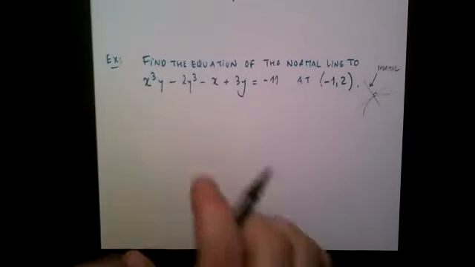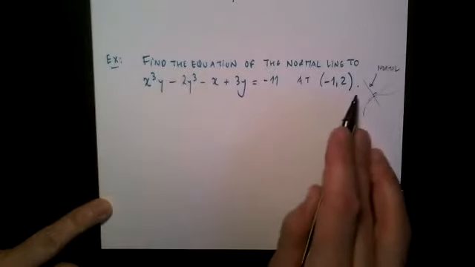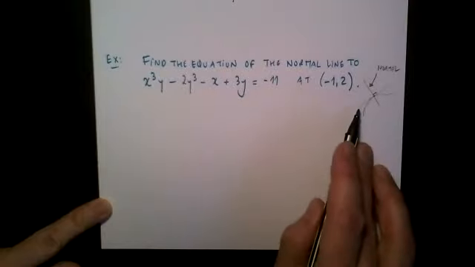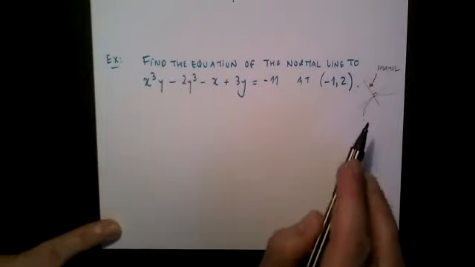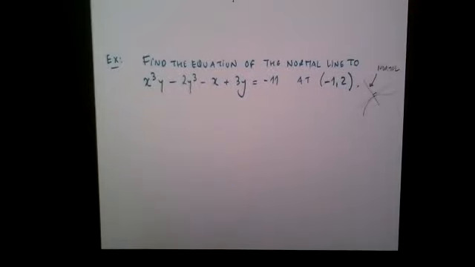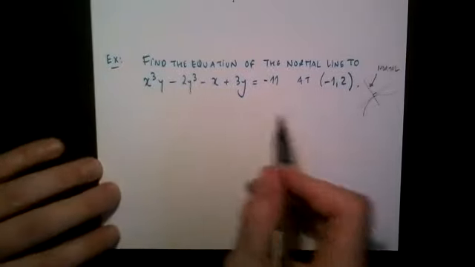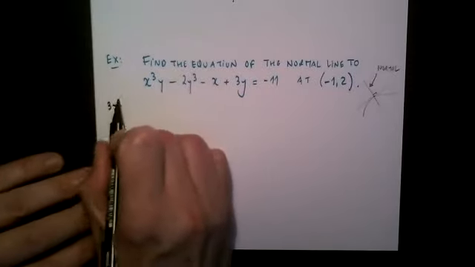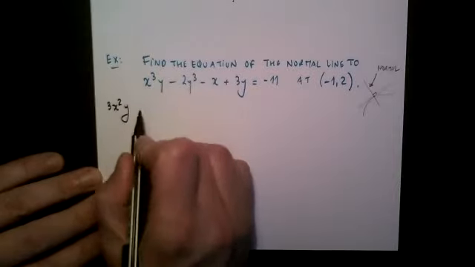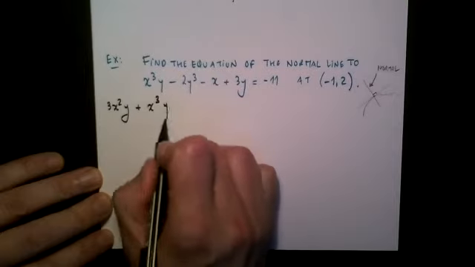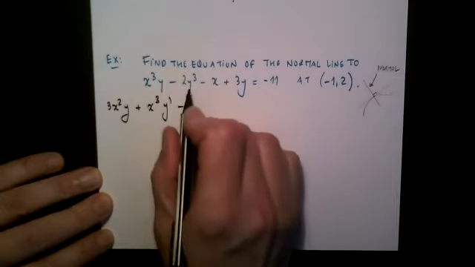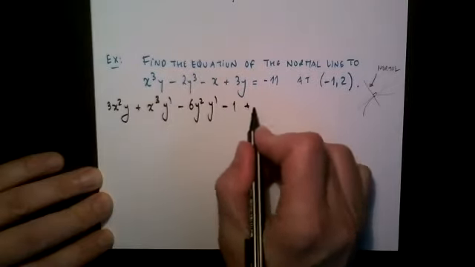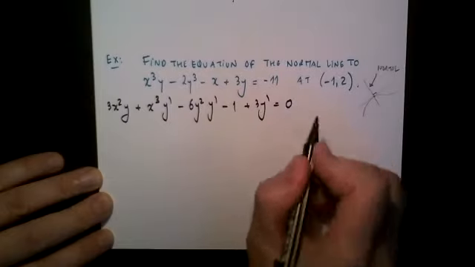Second one. So we need to find the equation of the normal line. To do that, we need first to find the slope of the tangent, and then find the negative reciprocal to find the slope of the normal line. Okay, so we use implicit differentiation here. So 3x^2 y, don't forget that there's a product rule here, plus x cubed y prime minus 6y^2 y prime minus 1 plus 3y prime equals 0.